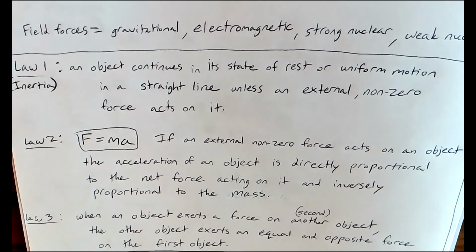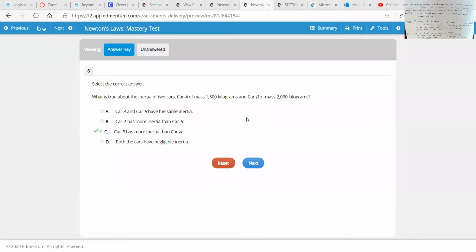And in this case, in this question, what's the difference between these cars? Well, because car B has a larger mass, has more mass, it's more massive, it will resist motion more. And the more you resist motion or resist a change in motion, that object has more inertia, okay?